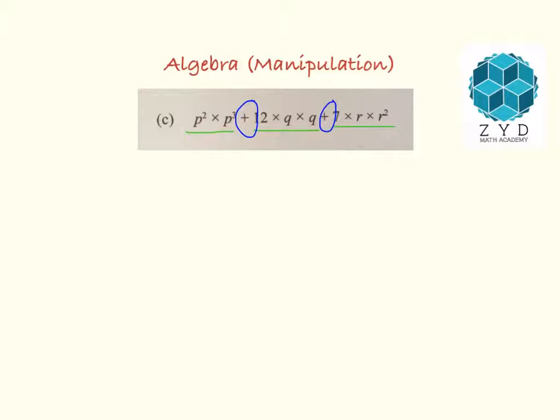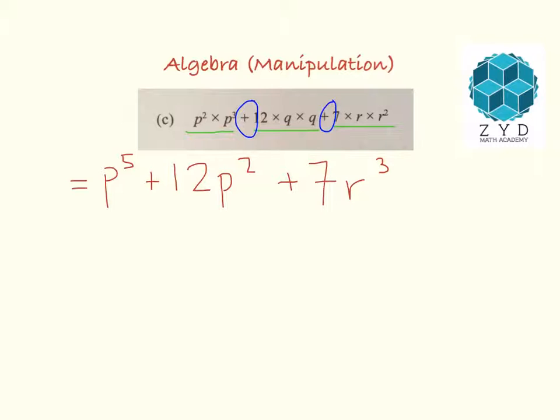The first one is p square multiplied by p cube to get p to the power 5. And we add 12 multiplied by q, which is 12q. And then we add 7 multiplied by r square, and we get 7r cubed. So at this stage, let's pause and see.